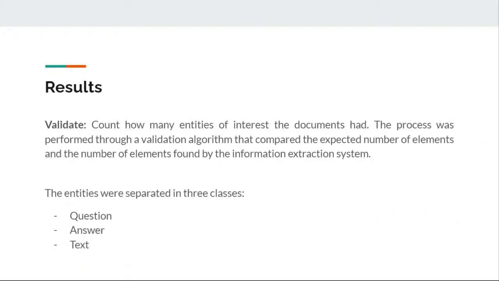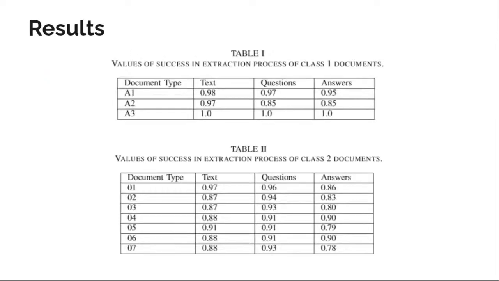To validate and have comparison metrics, it was necessary to count how many entities of interest the documents had. The counting process was performed through a validation algorithm that compared the expected number of elements and the number of elements found by the information extraction system. For that, the entities were separated into 3 classes, which are text, question, and answer. Here we have the results. In general, all models achieve promising extraction results in both classes, which validates the good performance of our approach. Although improvements need to be made, the method worked effectively and achieved positive results on the proposed task.